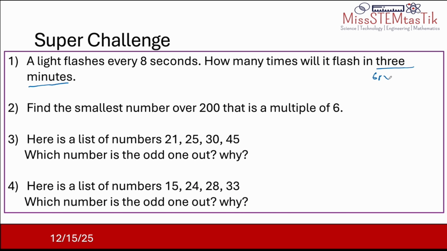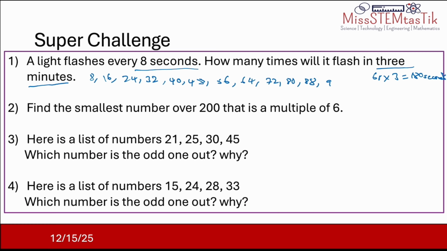Okay, let's go through them. So a light flashes every 8 seconds. How many times will it flash in 3 minutes? So 3 times 60 seconds is 180 seconds. So now I'm going to write all the multiples of 8 until I get to 180 seconds. If my final multiple is just over 180, I will not include that because we're looking for all the times it flashes within this time period. So even if the last multiple of 8 is, for example, 170 something, then that's the one I will include. I cannot include the one that flashes at 182, for example, because that is greater than 180.